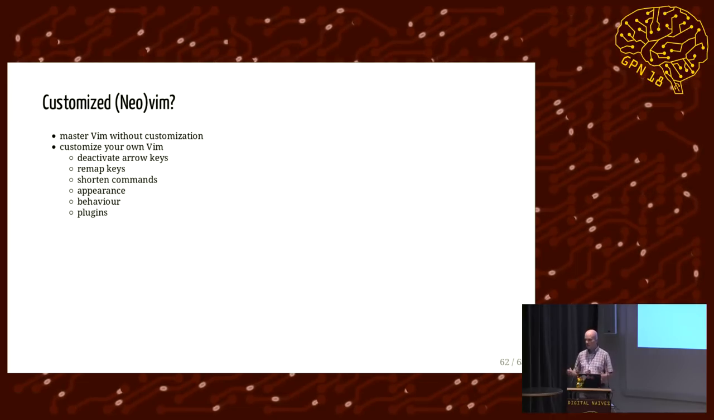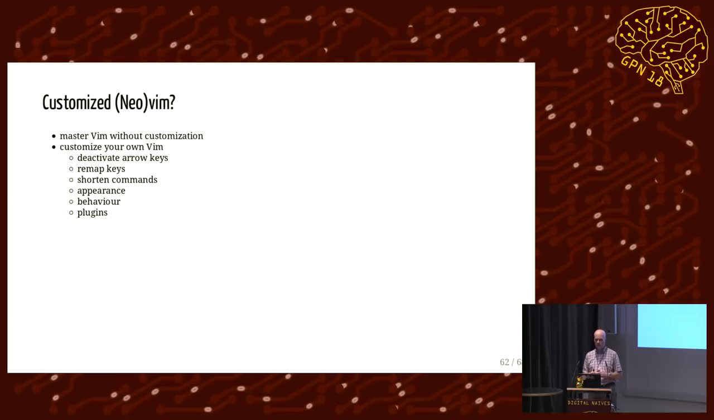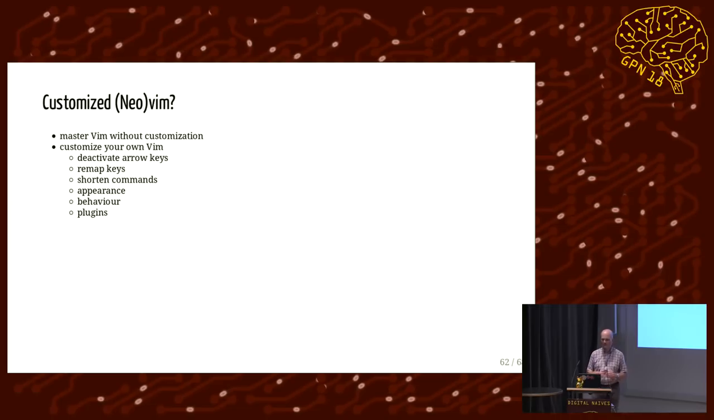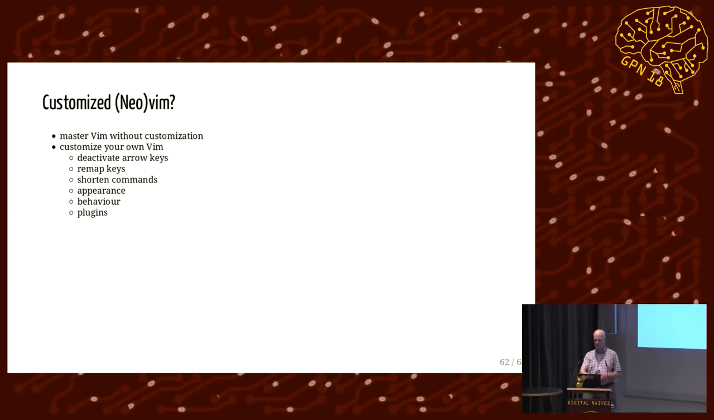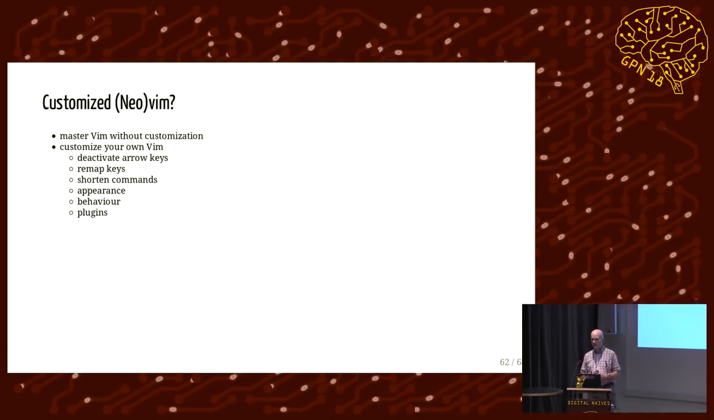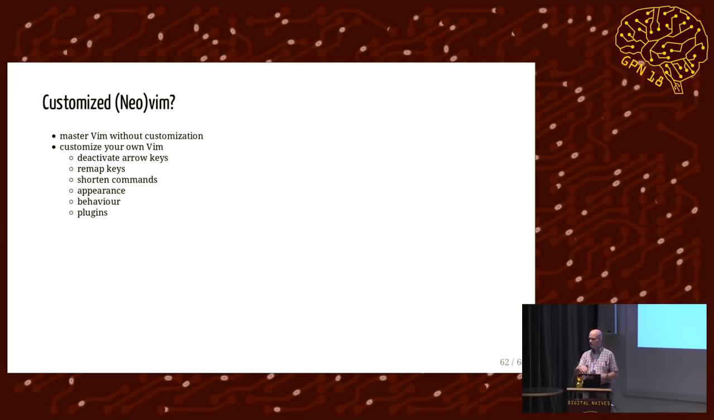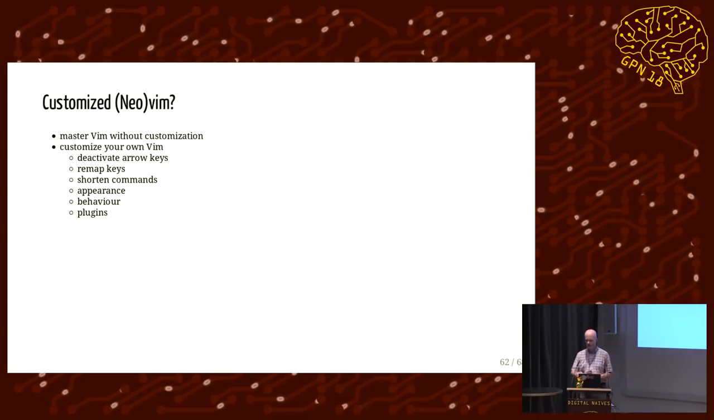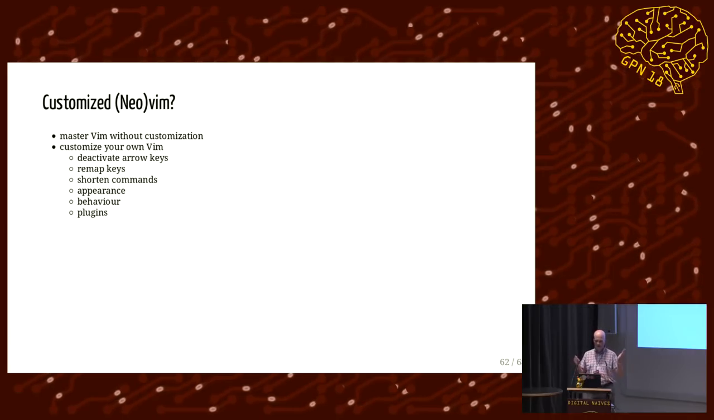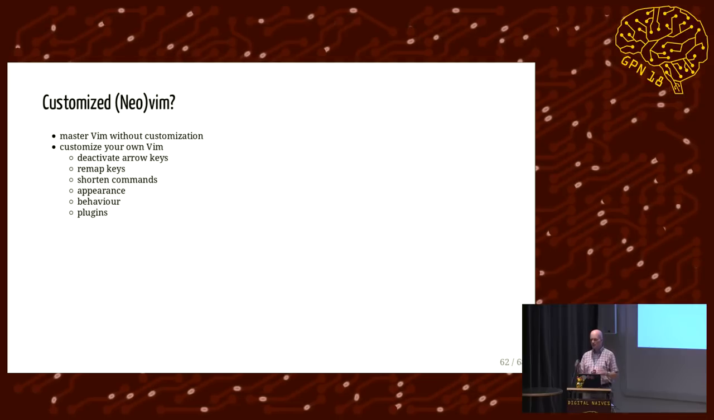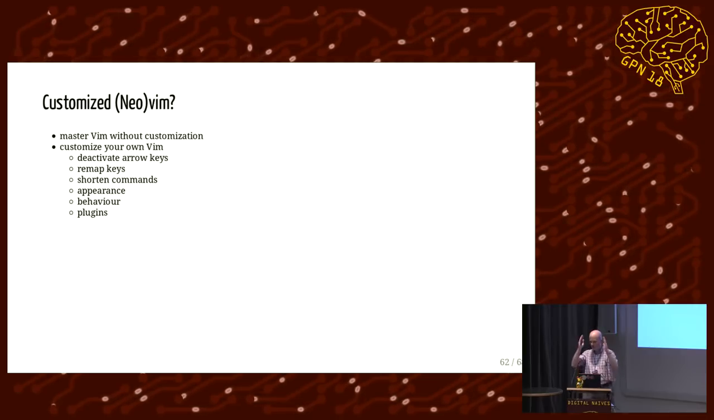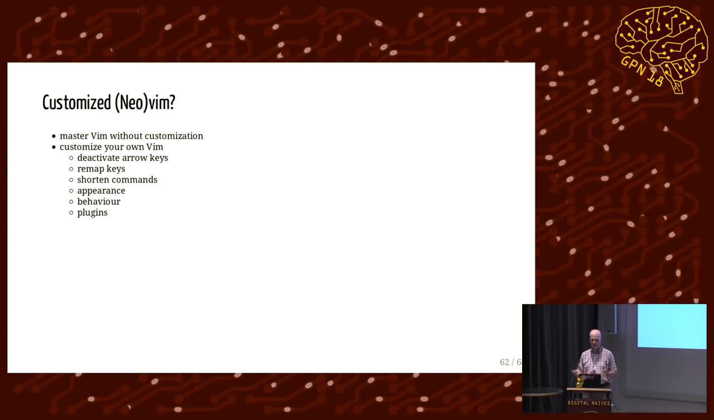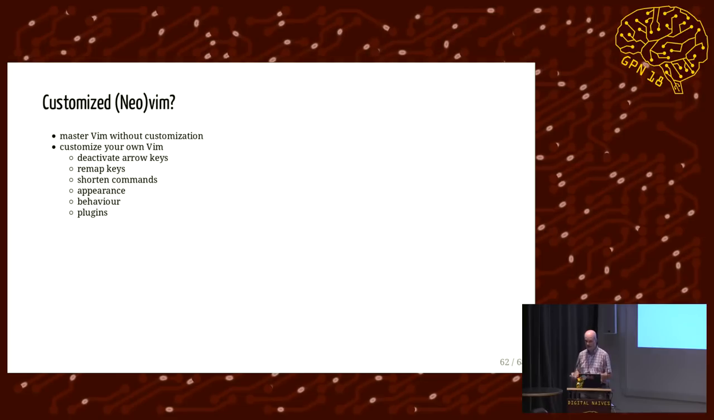If you want to customize your own NeoVim or Vim on your computer, you can deactivate the arrow keys. I did it at the beginning, just to force myself to use H, J, K, L and other keys. My colleagues didn't like it, because when they were searching for something, scrolling in my text or in my source code, the arrow keys didn't work. You can remap keys, of course. You can shorten some commands, set the appearance, how you like to have it with the bars left, right, top, bottom, how it should behave, and the plugins.